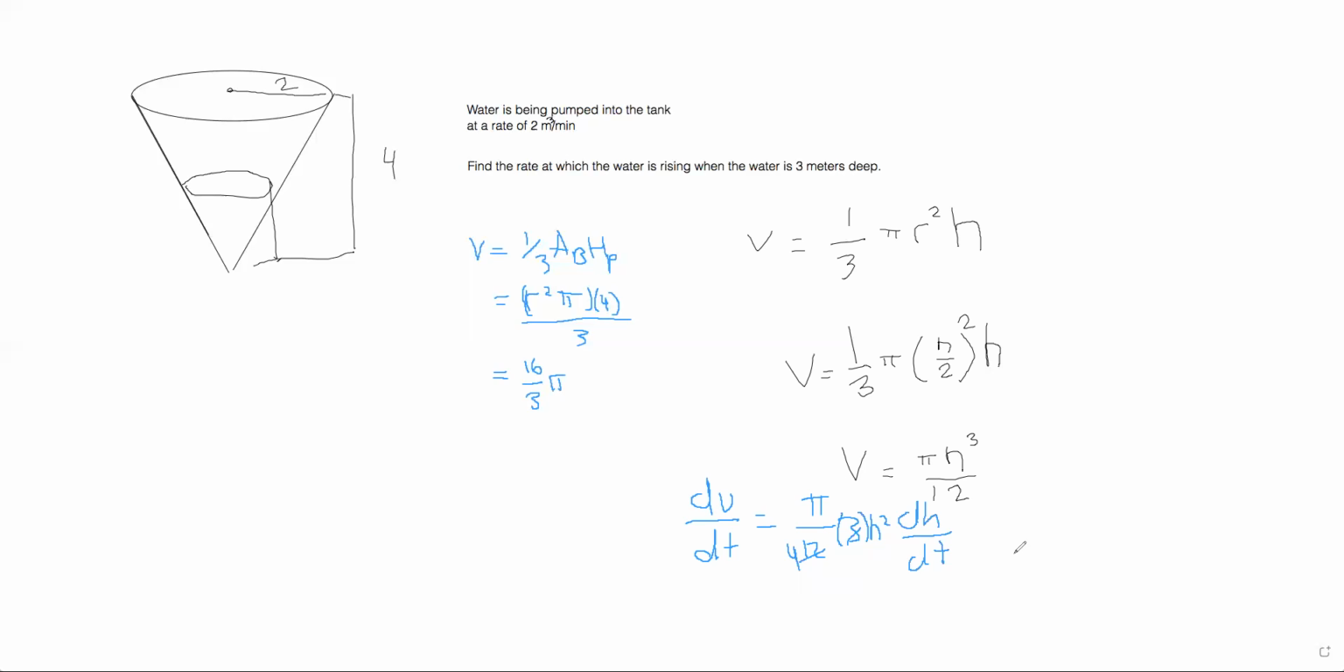3 meters deep. When it says 3 meters deep, that's the height of the water, right? Correct. So in that case, h would equal 3. So we could just substitute 3 in there, right? Yeah. And then what else? Okay, so I'll do it over here this time now.